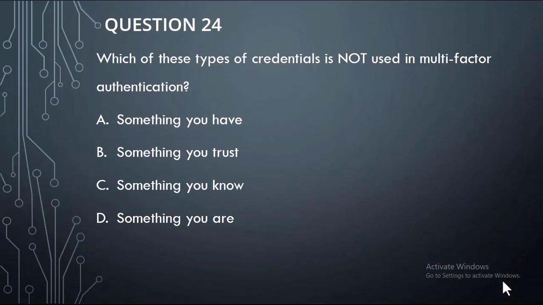Question 24. Which of these types of credentials is not used in multi-factor authentication? A. Something you have. B. Something you trust. C. Something you know. D. Something you are. The correct answer here is option B. Something you trust is not a type of multi-factor authentication.